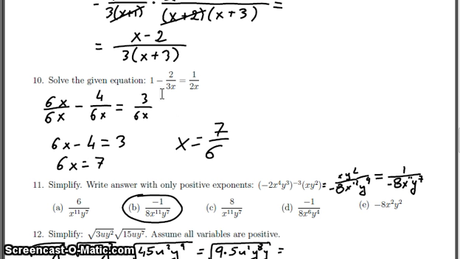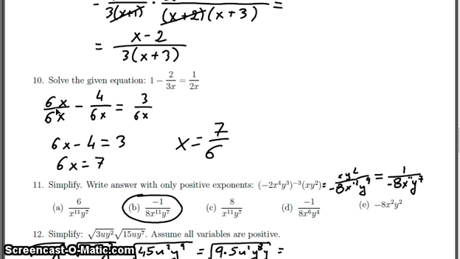Solve the given equation. 1 minus 2 over 3x is equal to 1 over 2x. This is a rational equation. So there are many different ways of solving such an equation. My way is to find the common denominators everywhere. So the common denominator for 1, 2 over 3x and 1 over 2x is 6 times x.